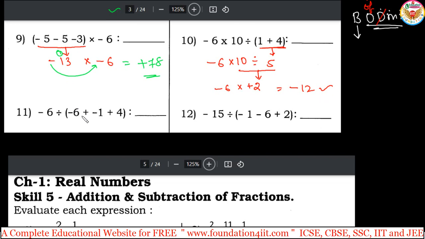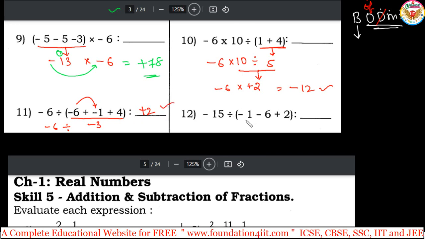Again the next problem is here. Minus 6 minus 1. Negative two numbers I am adding, so keep the negative symbol and add it. Minus 7 and plus 4. So minus 7 plus 4 is finally minus 3. So this value is minus 3 now. Now minus 6 divided by minus 3. Minus divided by minus is plus. 6 divided by 3 is 2. So plus 2 is the answer.